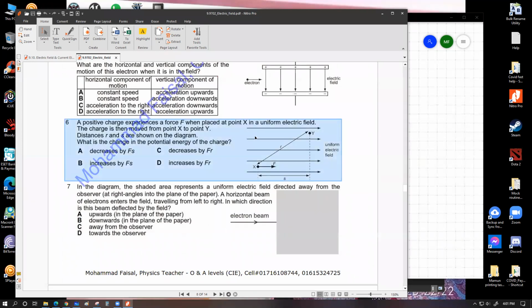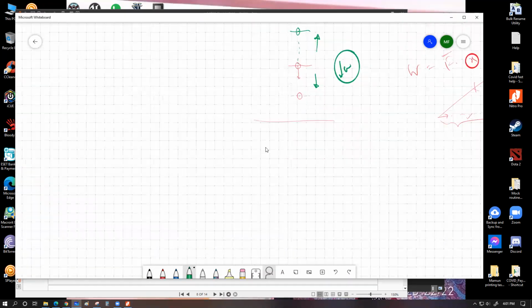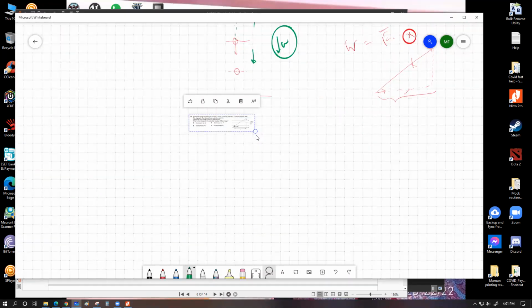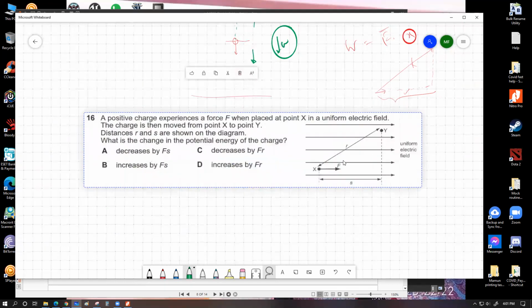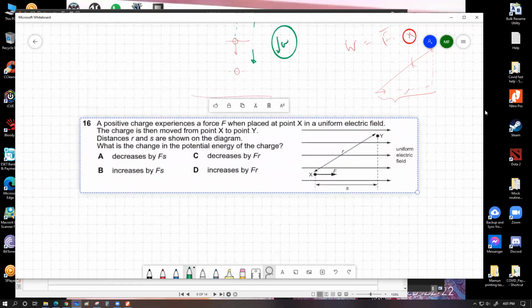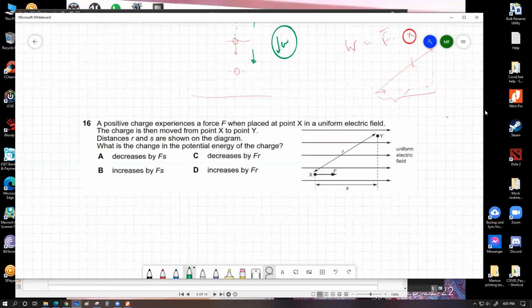when placed at a point X in a uniform electric field. So I'm copying this image. Let's put it right here. And let's have a look. This is the direction of the given uniform electric field. It means you can assume that there happens to be a positive charge plate somewhere over here, and a negative charge plate somewhere over here.